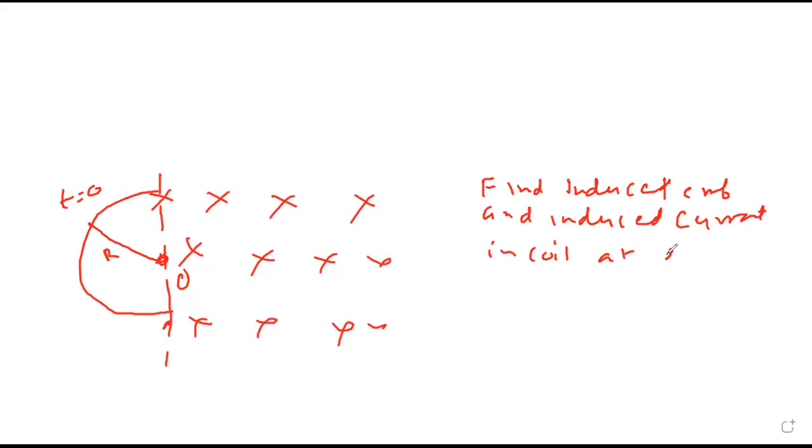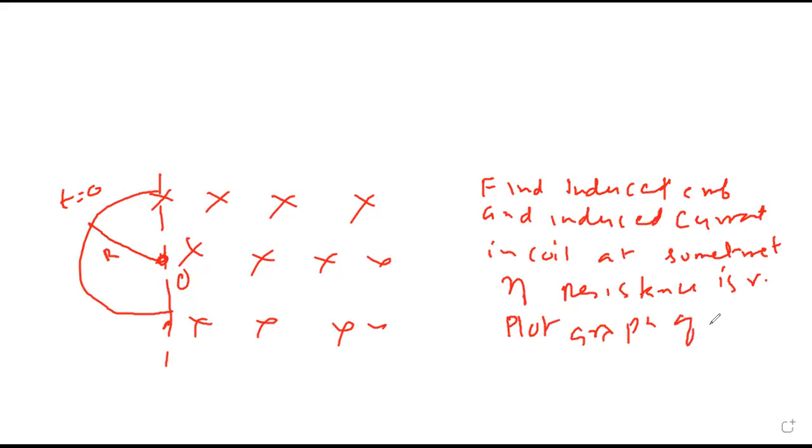at some time t if resistance is small r. Plot graph of I versus time. Omega, it is rotated with angular velocity omega. So omega you can write theta upon time. If it is rotated with angular velocity omega. Just draw this diagram.